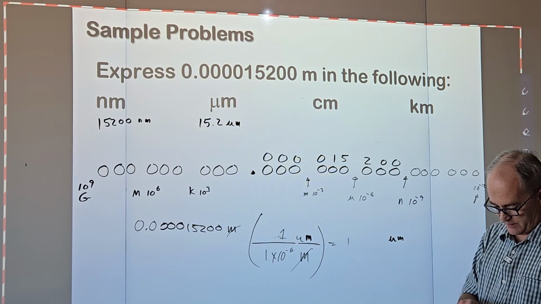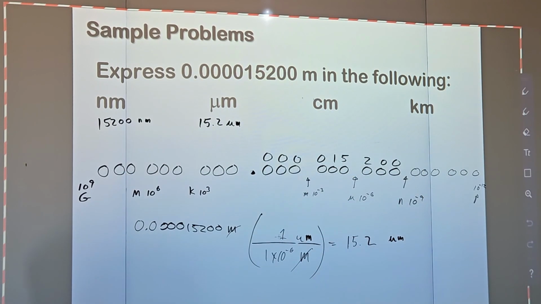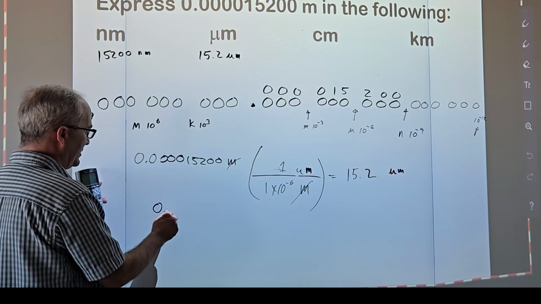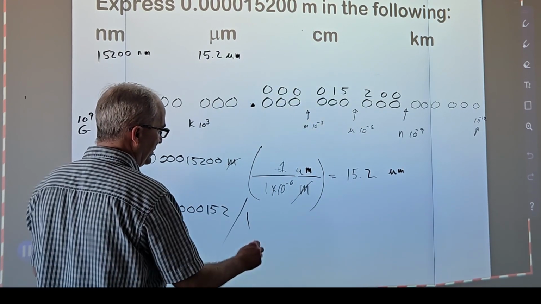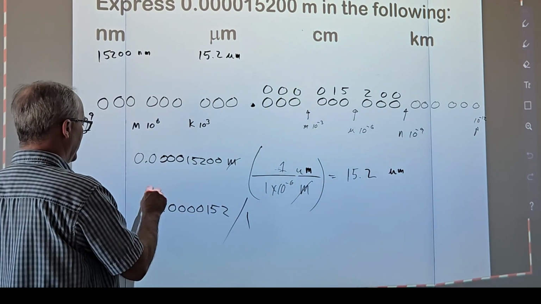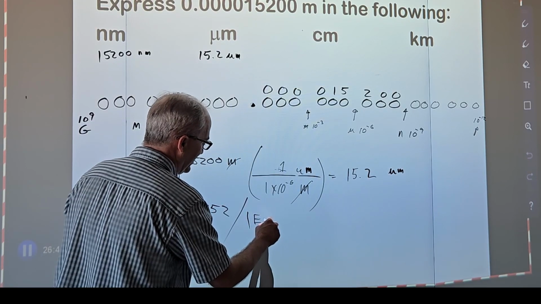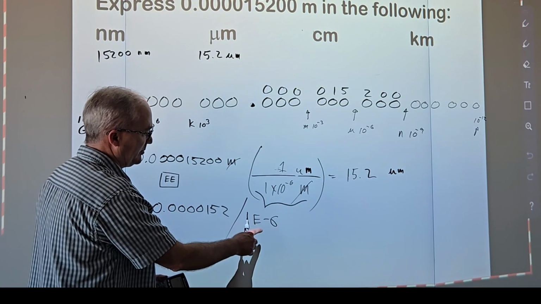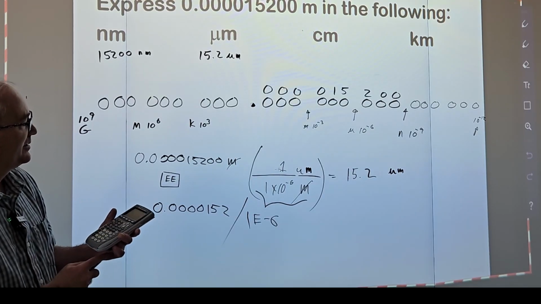0.0000152 divided by, and I get 15.2. That's what I got there. Now on my calculator, if you have a Texas Instrument like this, here's what I type with my keystrokes. Divide, and then I go 1, and then there's this key on my calculator. It looks like this. I hit it, it puts an E there, then I hit the negative sign, and I hit 6. The 1 E 6 means times 10 to the negative 6. Real convenient. You'll want to learn how to do that.